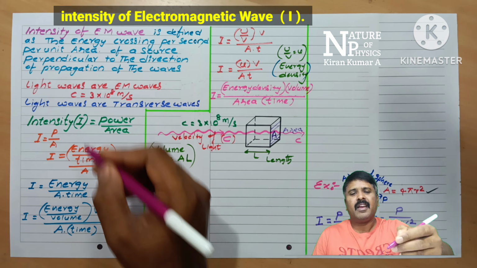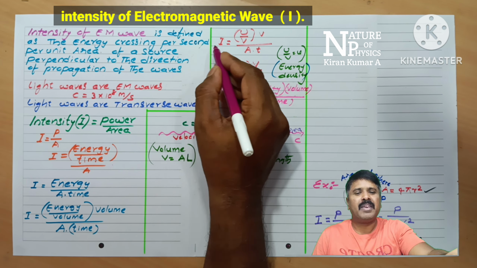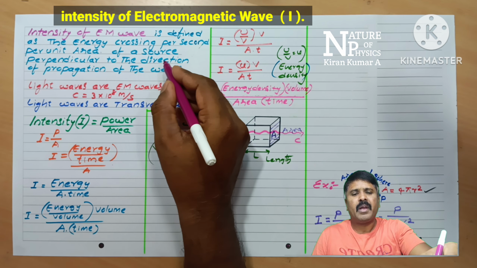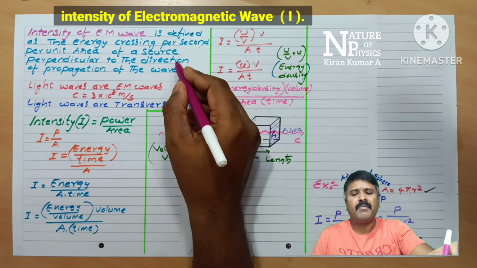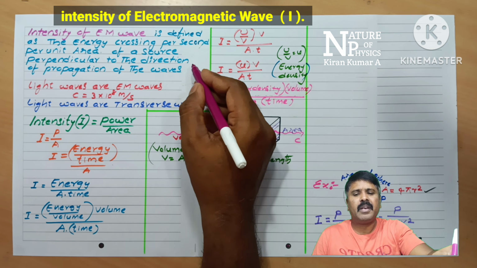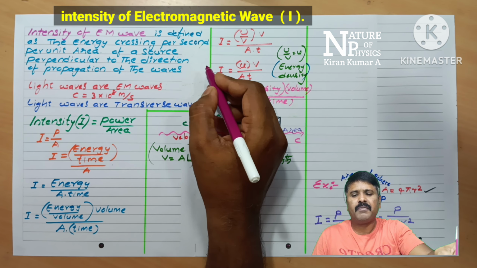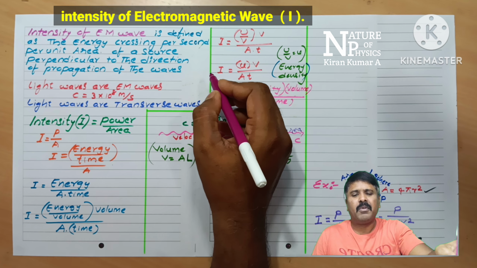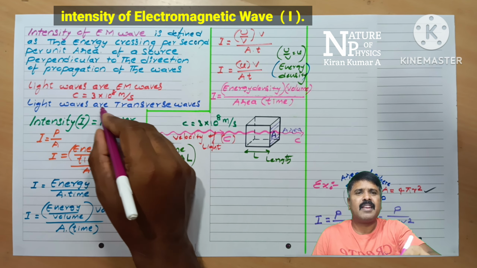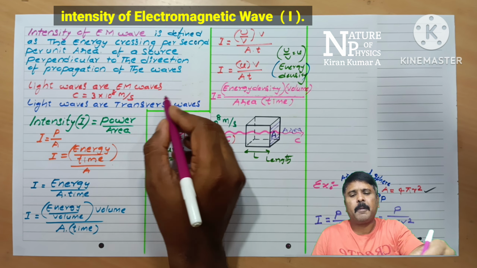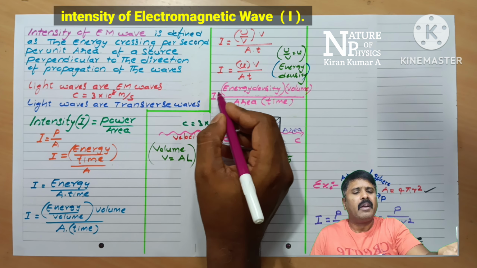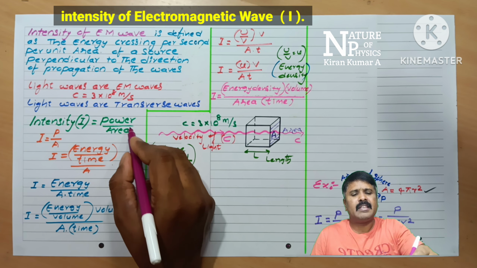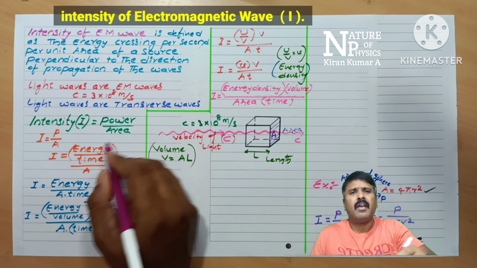Students, the intensity of an electromagnetic wave is defined as the energy crossing per unit area per unit time of a source, perpendicular to the direction of propagation of the wave. Light waves are electromagnetic waves. The velocity of light is 3 × 10^8 meters per second, and light waves are called transverse waves. Intensity is power divided by area.